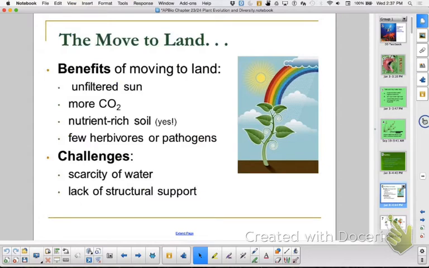For plants to move onto land, keep in mind they were in the water before, and you have done this before where you could carry somebody in the water, like in a pool, because they have greater what? Where normally you wouldn't be able to carry them. Greater what? Buoyancy. And so all of a sudden now they're on land and there's nothing to hold them up. So they had to develop secondarily thickened walls that would give them support.